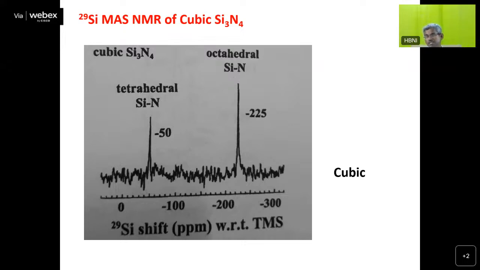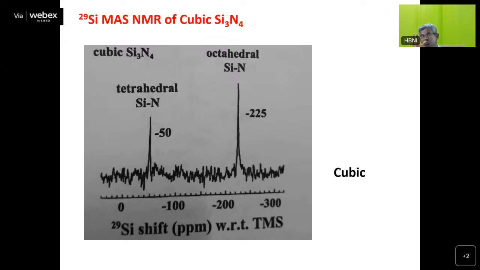Why does this happen? Because as the coordination number increases, the number of bonds increases. Once the number of bonds increases, the electron density around that atom increases. And once the electron density increases, shielding becomes more. And more shielding means we have a lower and lower chemical shift value. That is why in a cubic Si3N4 we have tetrahedral silicon and also octahedral silicon, and the tetrahedral silicon comes around -50 ppm and octahedral comes around -25 ppm. So these are the things which we can use.